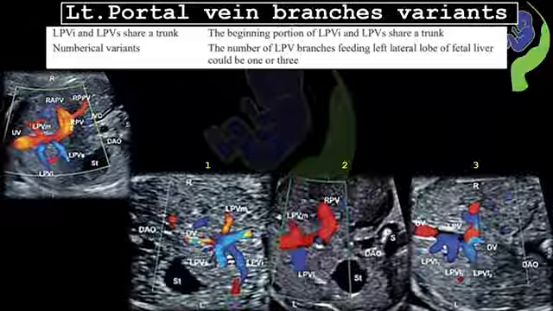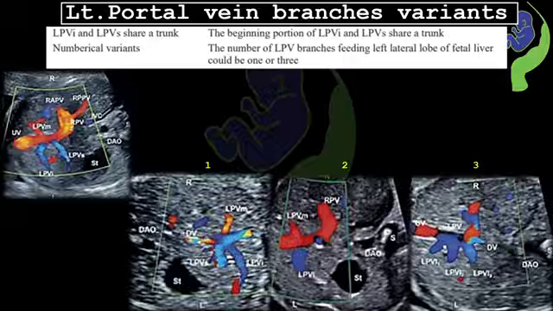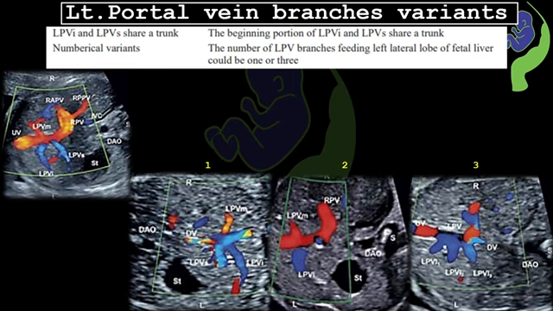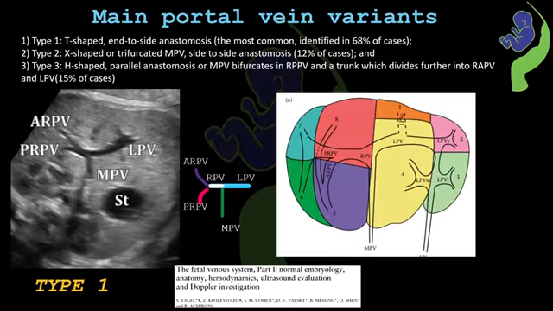Picture 3 also shows numerical variation in the portal vein branches on the left side. So instead of seeing two branch veins on the left side, we are seeing 3 here, whereas the branch on the right side from the left portal vein is also absent. This is another variation. Now let us move on to the main portal vein variants.